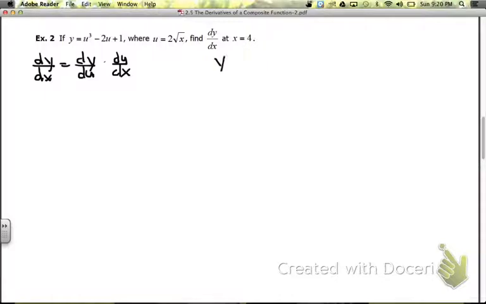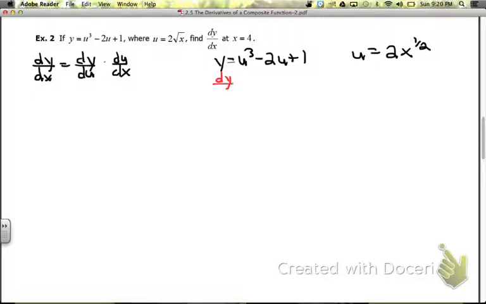We have that y is equal to u cubed minus 2u plus 1, and we have that u is equal to 2 times x to the power of a half. So now let's take the derivative of our composite functions here.